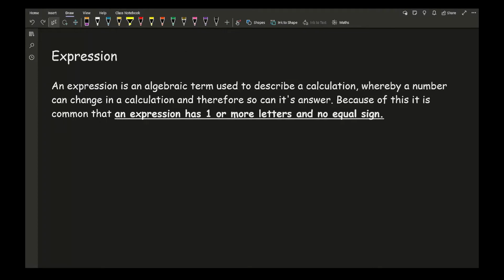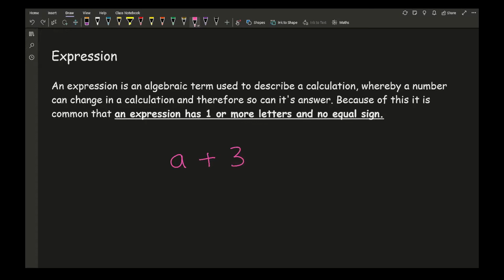So before we continue, let's just go over some key algebraic words. Now, an expression is an algebraic term used to describe a calculation whereby a number can change in its calculation, and therefore so can its answer. Because of this, it is common that an expression has one or more letters and no equal sign. So an example of an expression is something that has at least one letter, and it has no equal sign.